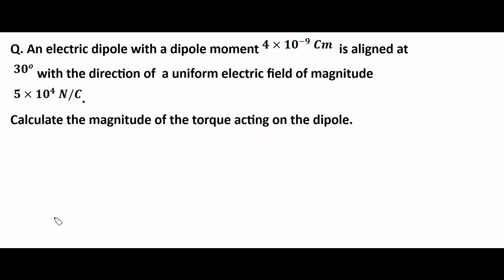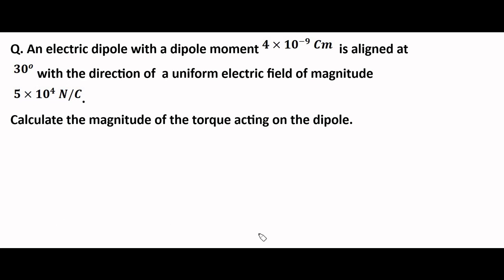So here is another question. It is given that an electric dipole with a dipole moment of 4 into 10 to the power minus 9 coulomb meter is aligned at 30 degree with the direction of a uniform electric field of magnitude 5 into 10 to the power 4 Newton per coulomb. Calculate the magnitude of torque acting on the dipole.